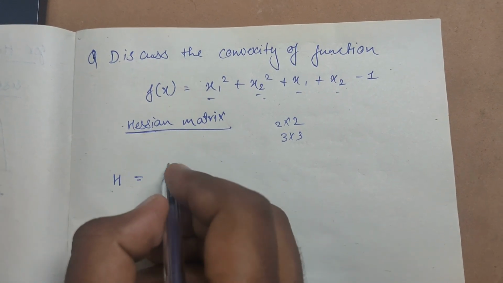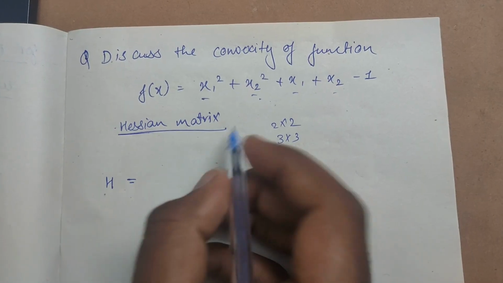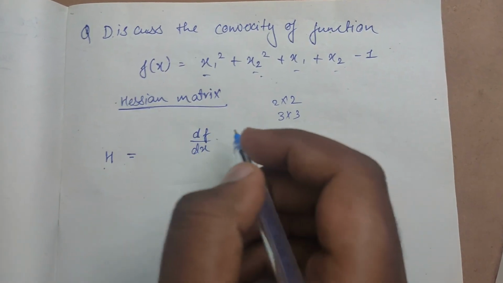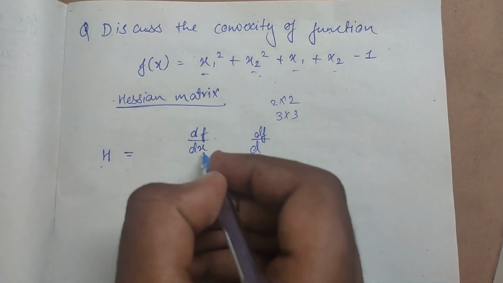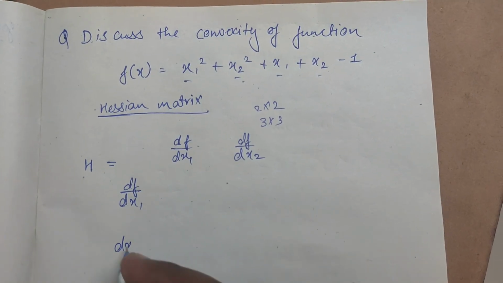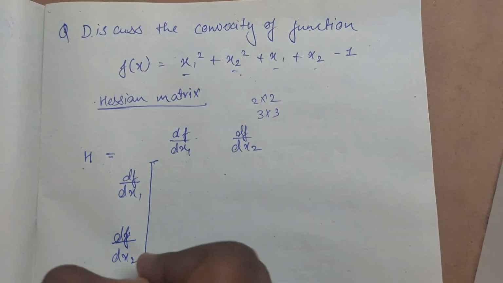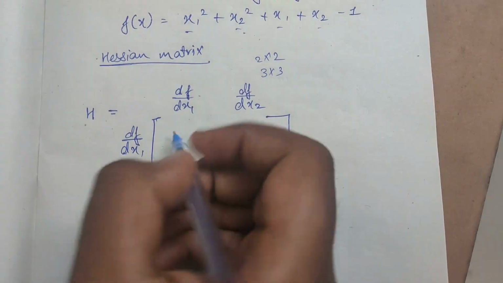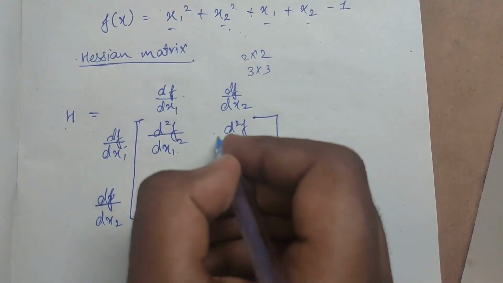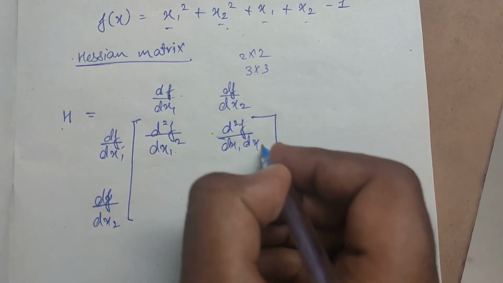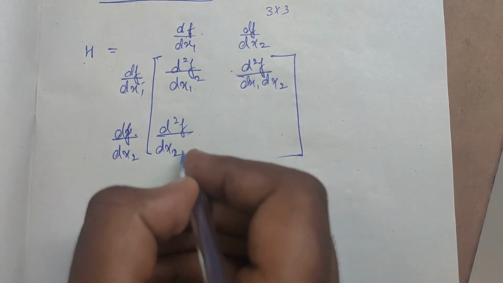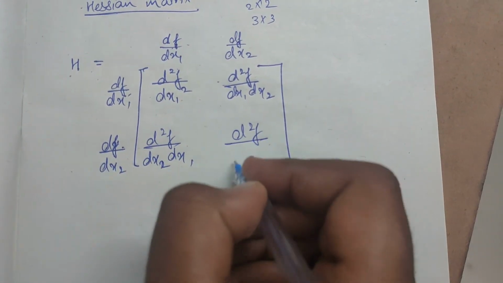H is equal to, right, here you have two variables. So write it roughly here: d of f by d of x1, d of f by d of x2, here d of f by d of x1, and again d of f by d of x2. Okay, so now multiply this and write it here, that means d square f by dx1 square. Multiply this and write it here, that means d square f upon dx1 dx2. Multiply this and write it here, that means d square f upon dx2 dx1 and d square f upon dx2 square.